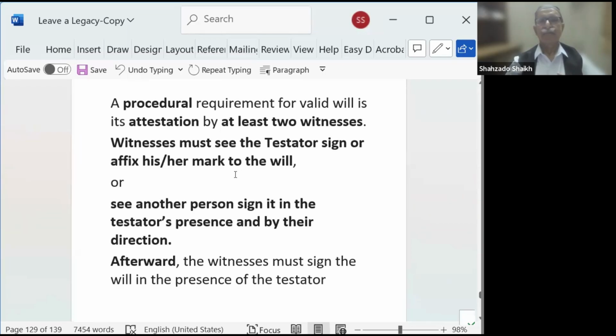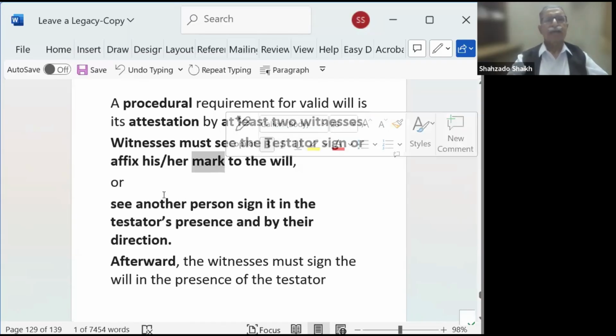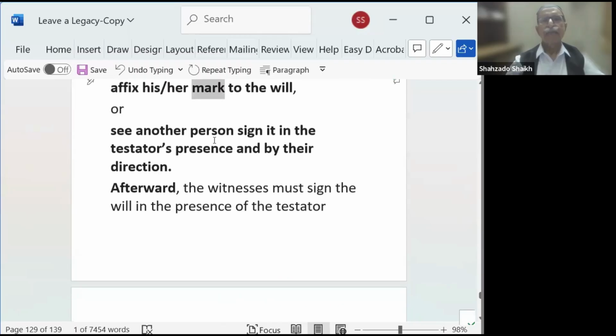A procedural requirement is of two witnesses, and witnesses must see the testator sign or affix his or her mark to the will. Add his mark, thumb impression, for example, if he or she cannot sign, cannot read or write. Or see another person sign it in the testator's presence and by their direction.